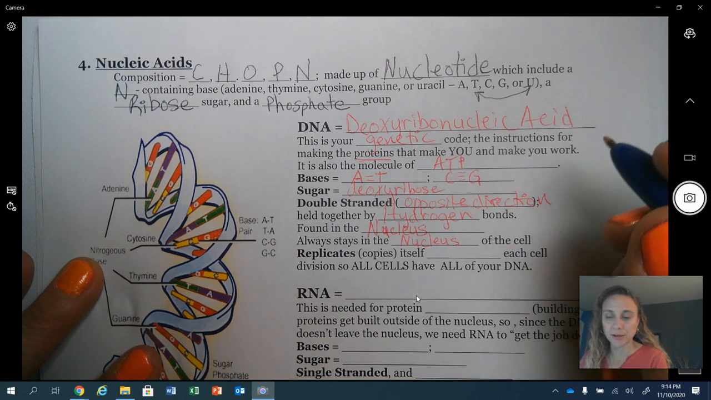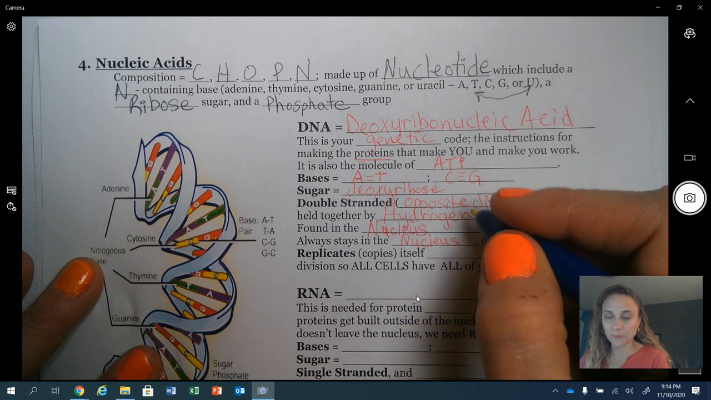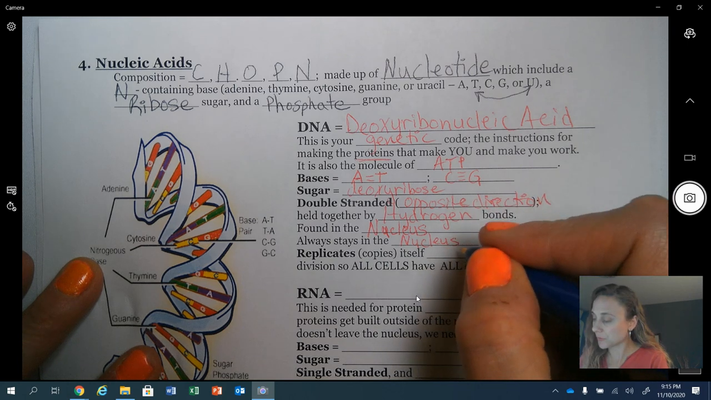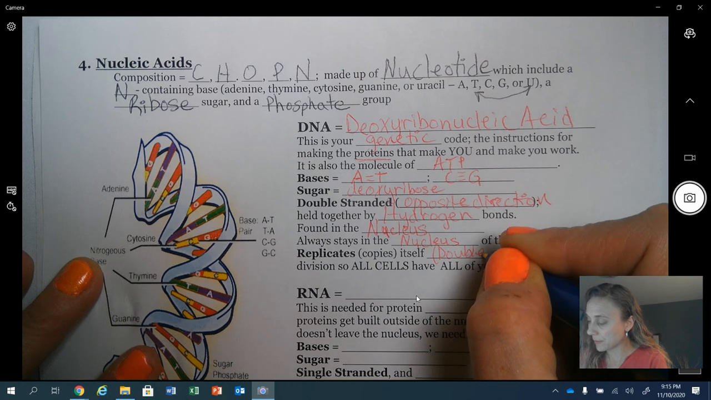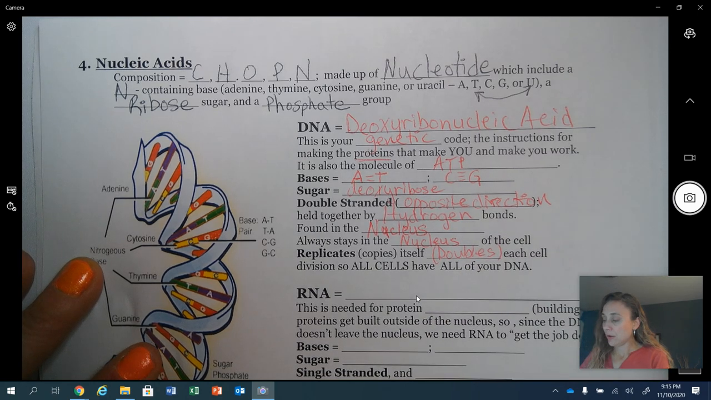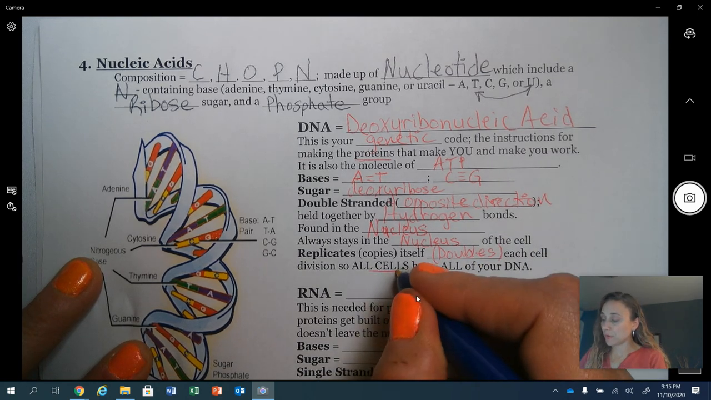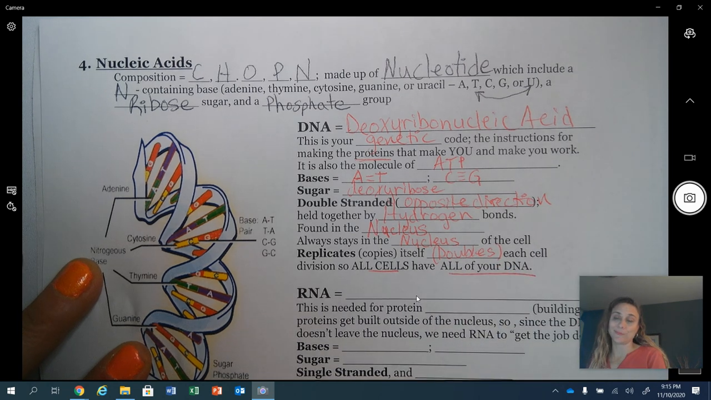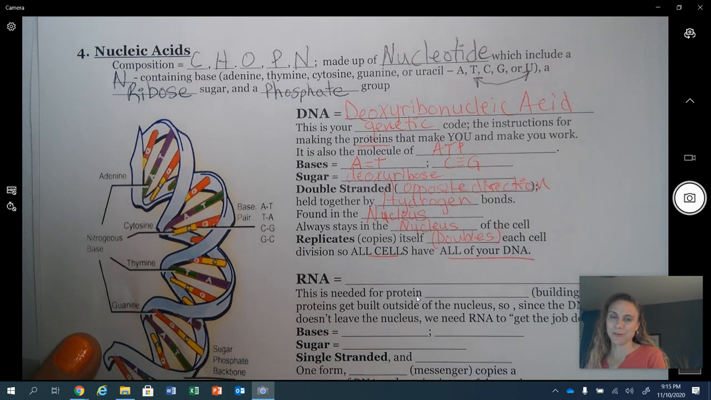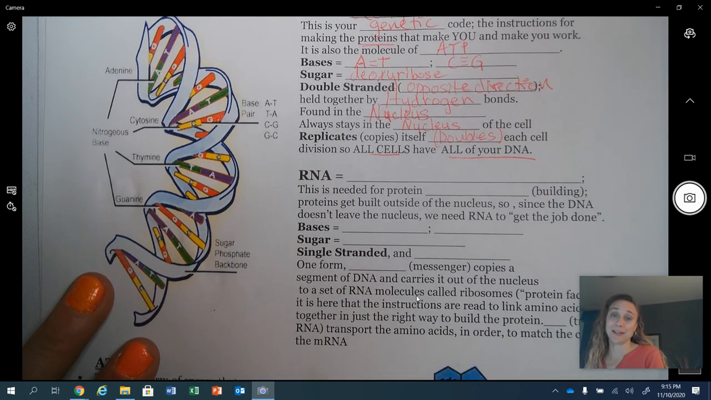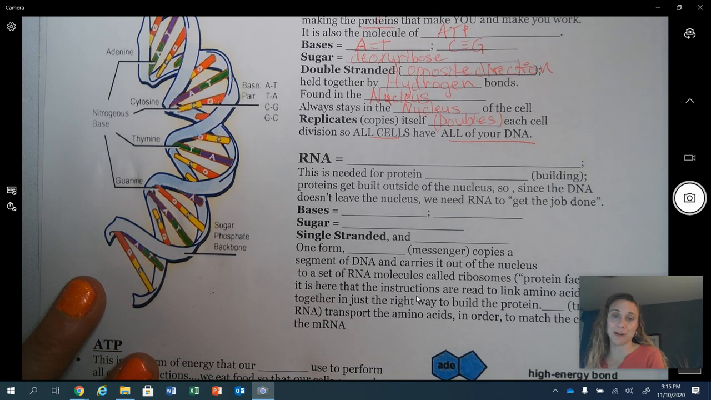So it doubles each time the cell divides. So all cells have all of your DNA, unless you're talking red blood cells, and then they just spat out. They used to have your DNA, but they just like spat out their nucleus. Isn't that weird? Okay, I guess they didn't need it. They're just kind of a place for oxygen to travel on.